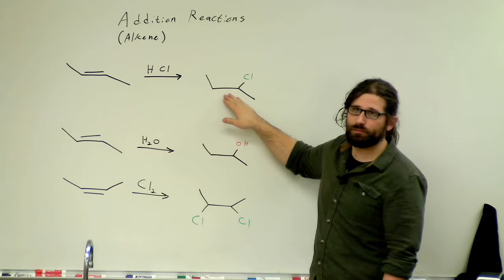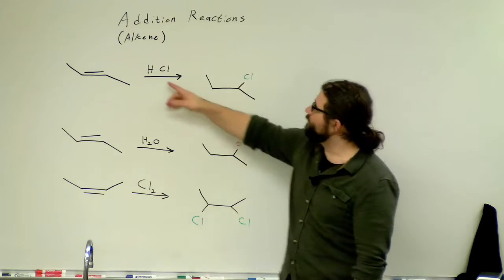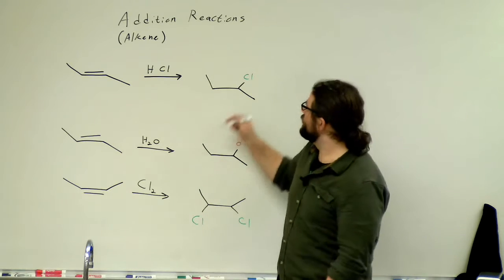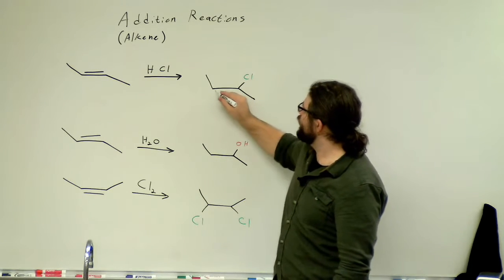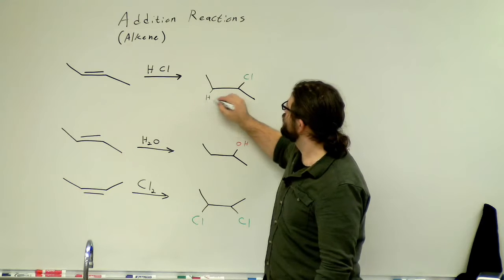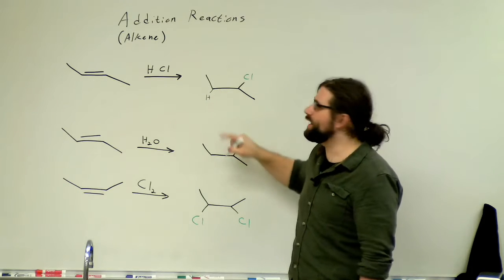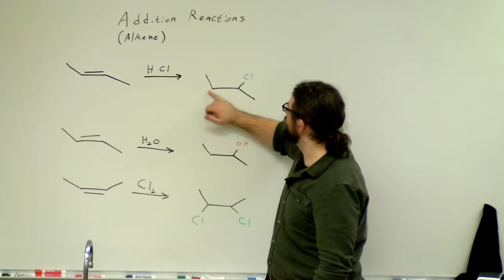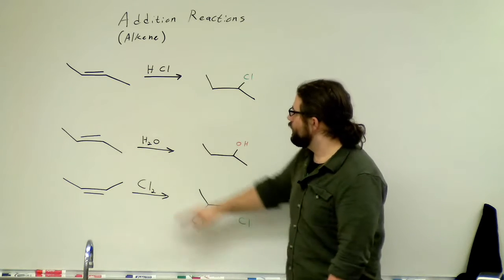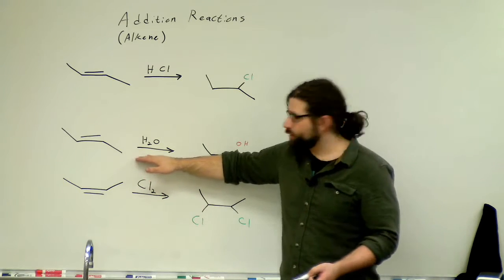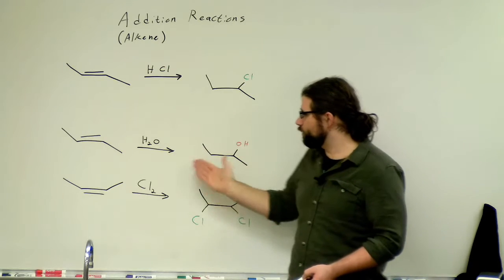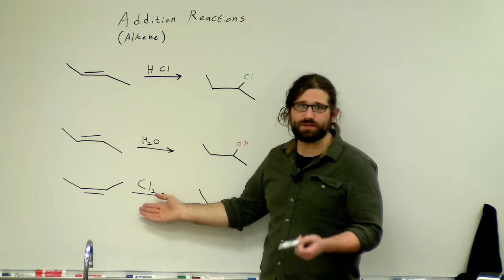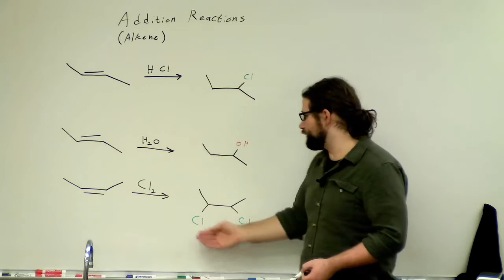a functional group. Now, in the case of hydrochloric acid, we got a chlorine over here and a new hydrogen over here, fully saturating this carbon. But those normally get hidden, so we don't need to draw it here. We could also have worked with water, giving us an alcohol, or we could use pure chlorine, Cl2, and that would give us two functional groups.